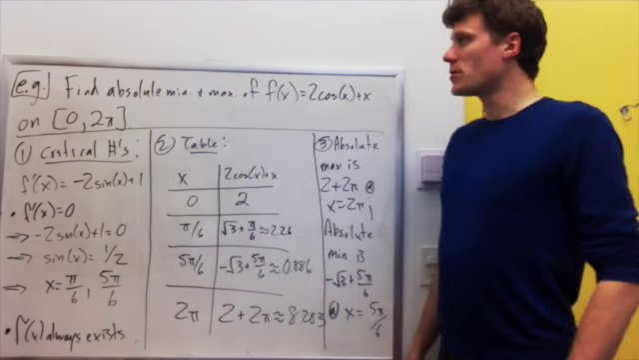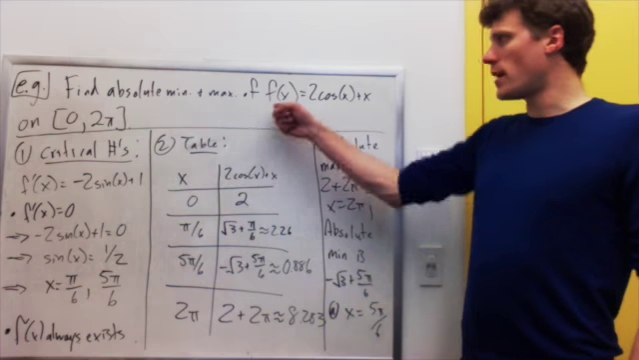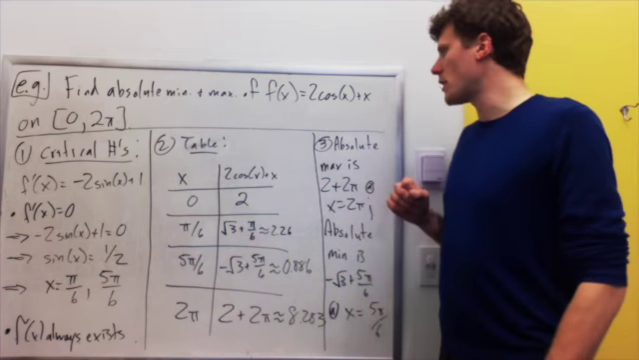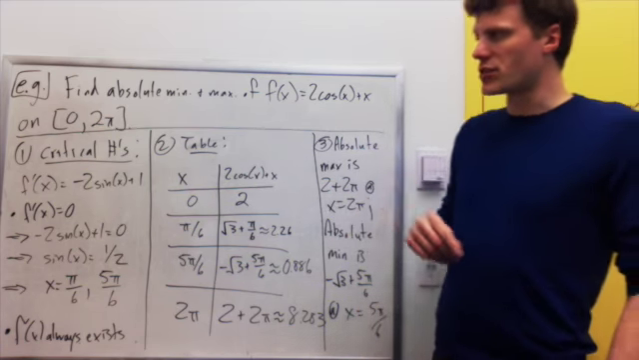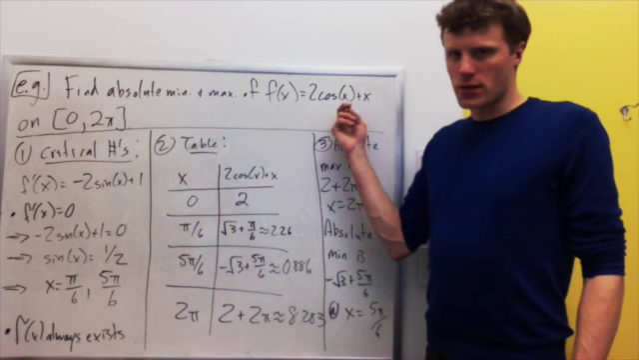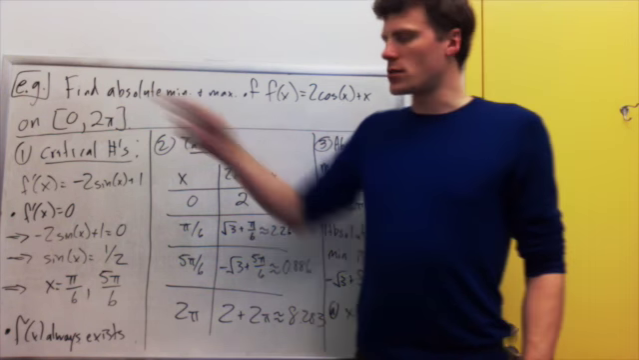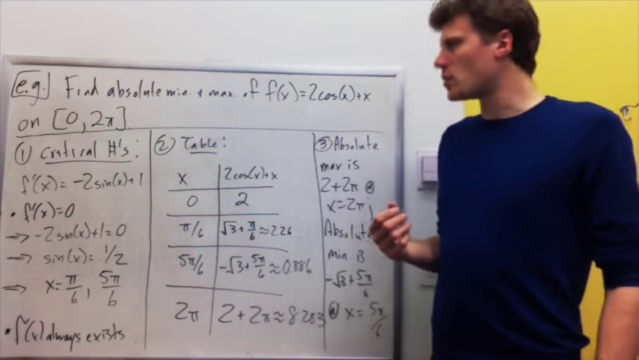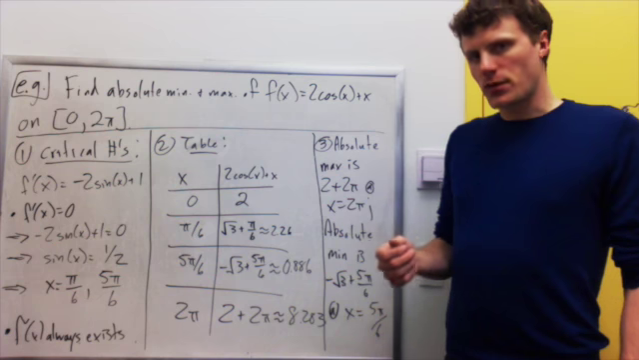As an example, let's find the absolute minimum and maximum of f of x equal to 2 cosine x plus x on the interval from 0 to 2 pi. So this is a perfectly fine continuous function on a closed interval, so we can apply the closed interval method. First, we find the critical numbers.